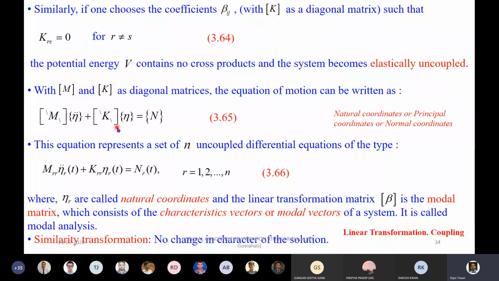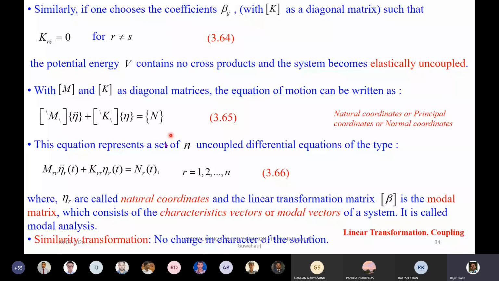And generally, in that specific case, the generalized coordinates themselves are called natural coordinates, principal coordinates, or normal coordinates. So they are all representing the same coordinate system, a coordinate system such that if we transform to it, we get the mass matrix and stiffness matrix diagonal. If they are diagonal, what will happen? If we take the first row of this equation, or the ith row, or the rth row, all will be independent of each other. So like this one, the rth row will be of this form.